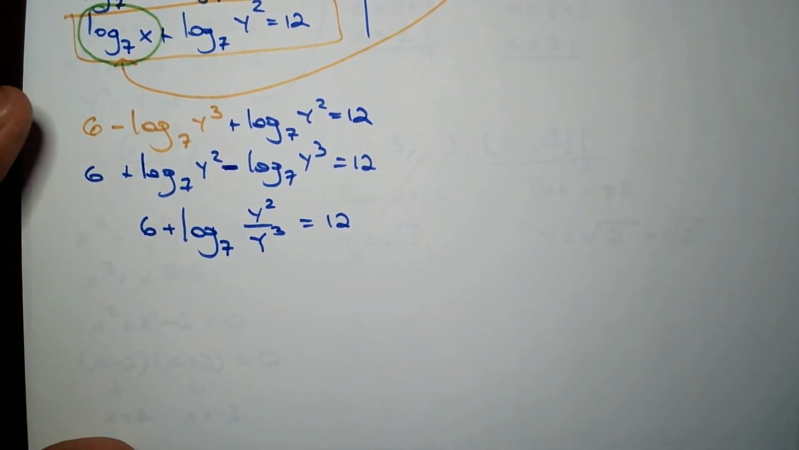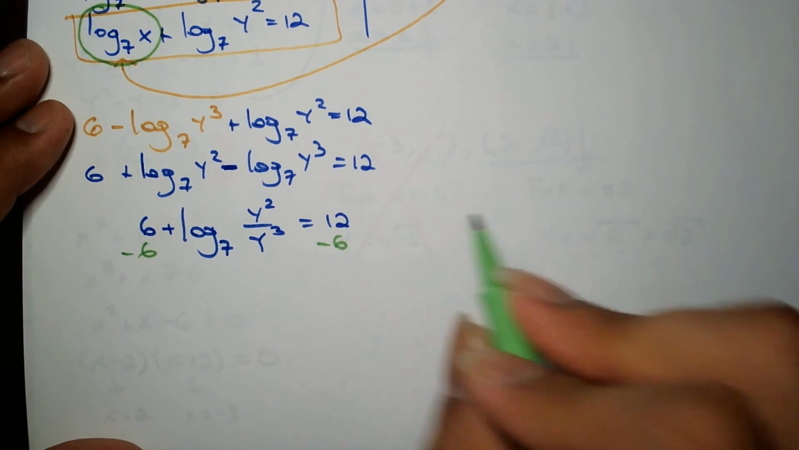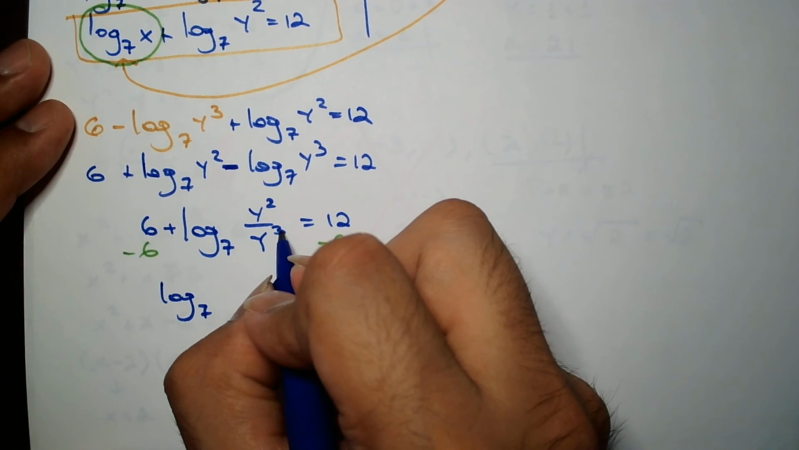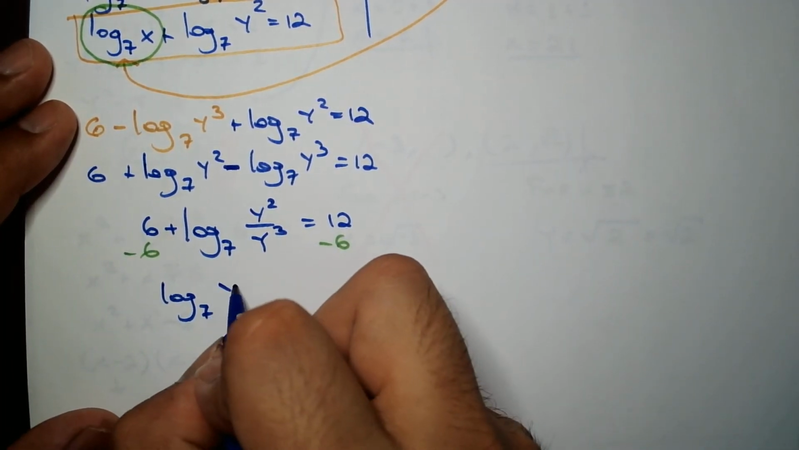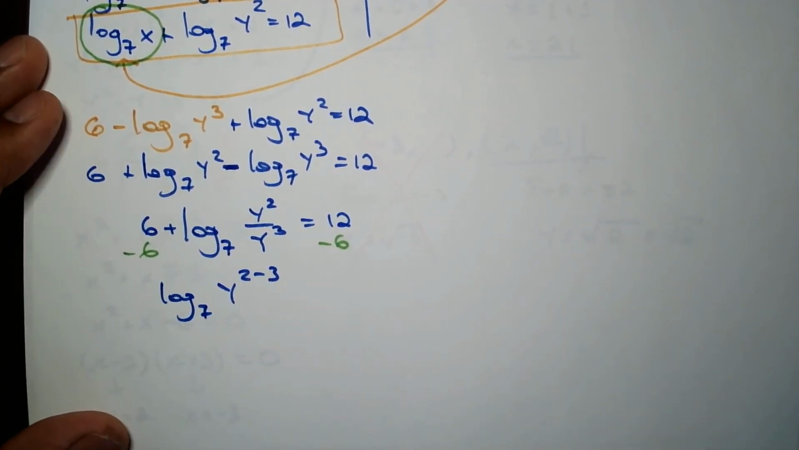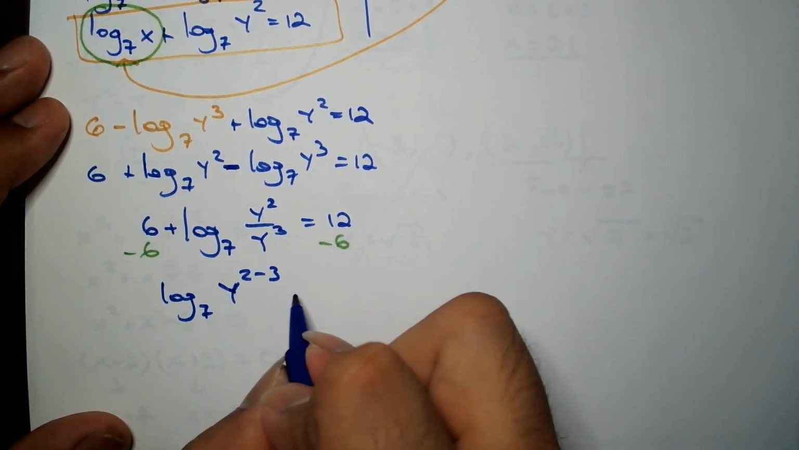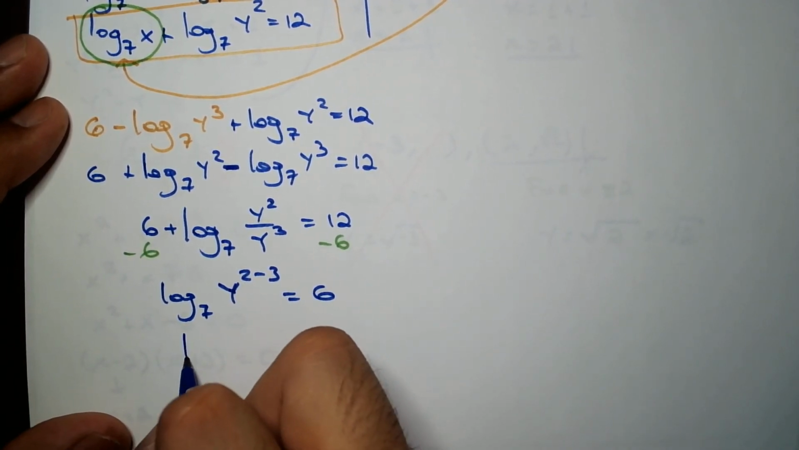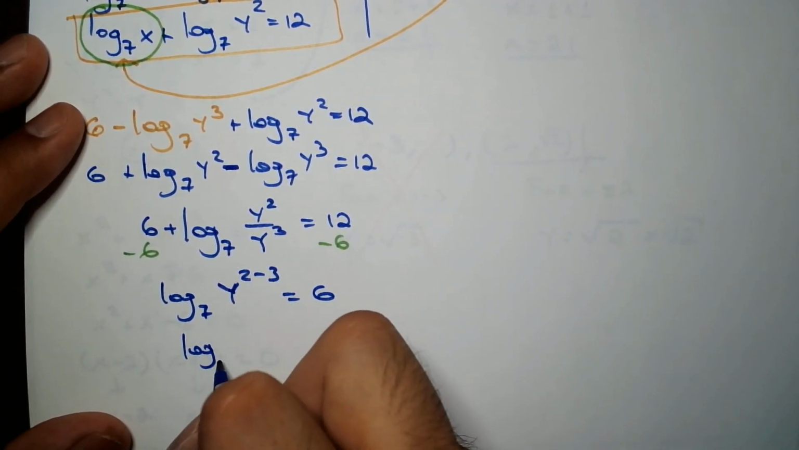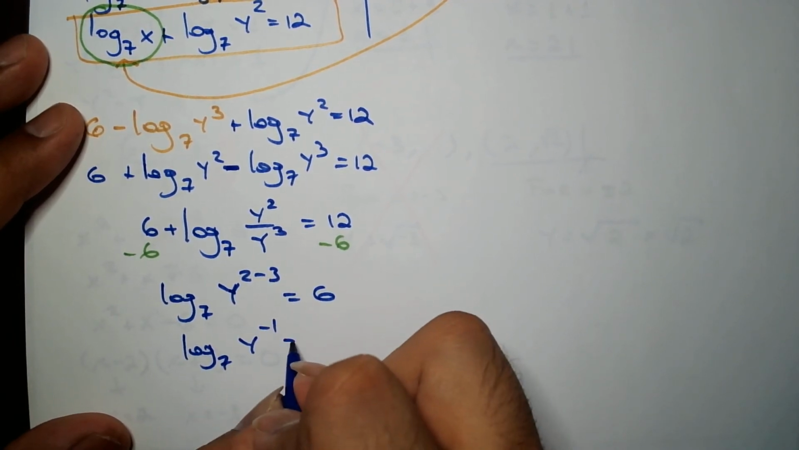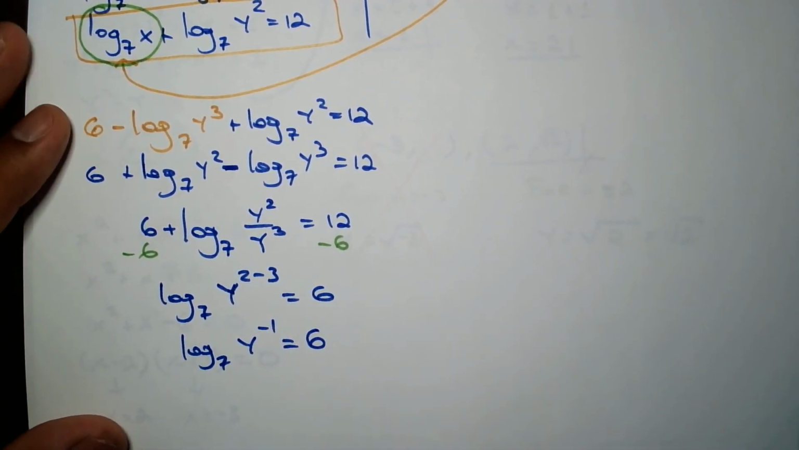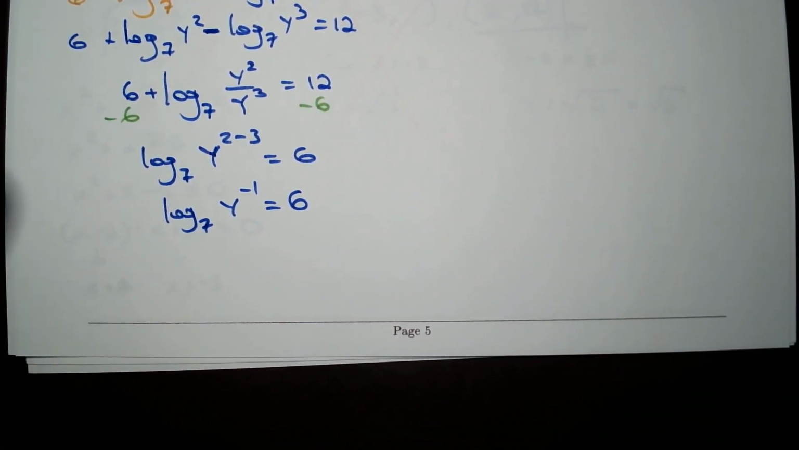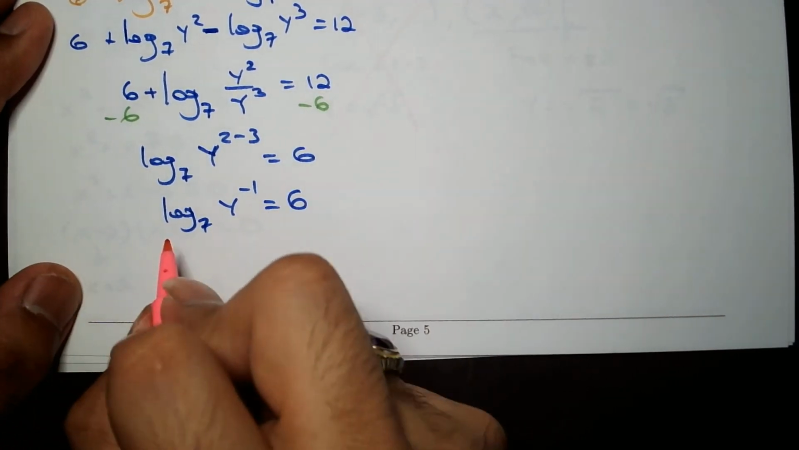And then I'm going to subtract 6. Log base 7, y squared over y to the 3rd power, that's y to the 2 minus 3 using laws of exponents, equals to 6. So 2 minus 3, that's log base 7 of y to the negative 1 equals to 6.